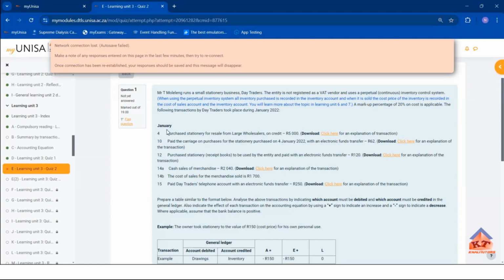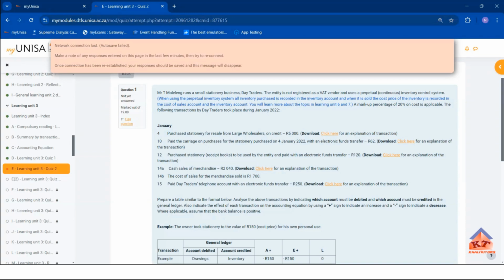On the 12th of January, the company purchased stationery receipt books to be used by the entity and paid with an electronic fund transfer. This one cost 120. In this case, you see the stationery is something that is going to be used by the entity in their day-to-day transactions. This is not inventory. Inventory is something that is used for resale. But this one here, because it's supposed to be used by the company, is not inventory. That is a very important distinction between these two.